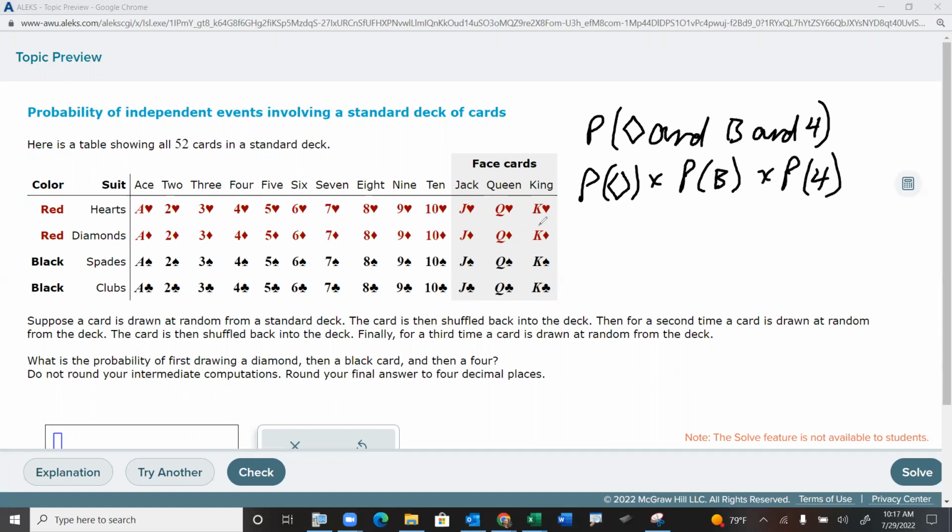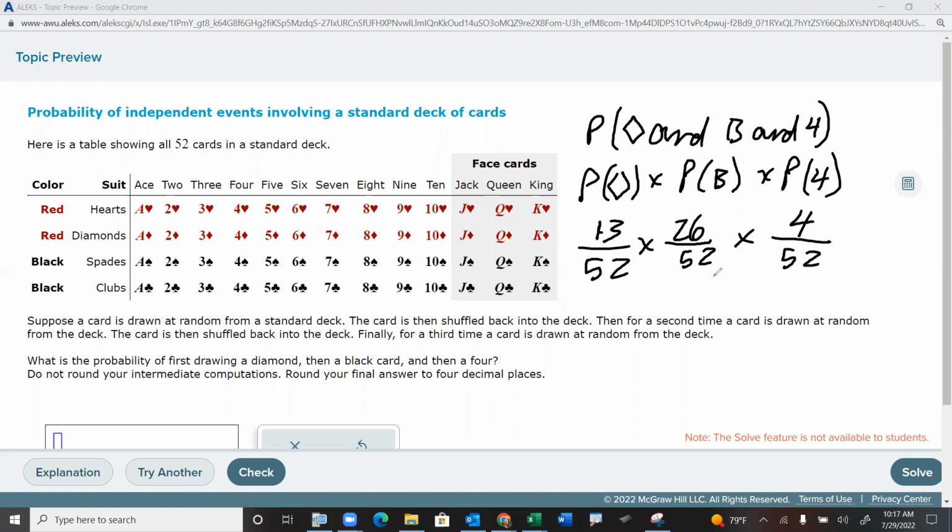And then, of course, the information you don't have in this statement is that you're going to replace the card every time. So there are 13 diamonds out of 52 cards. So you draw out a diamond and then you put it back. So you still have 52 cards to draw from. And there are going to be 26 black cards because, well, half of them are black, half of the 52. And then after you draw that black card, you put it back into the deck. And so you still have 52 to choose from. And how many 4s are there in the deck? Well, there are 4 4s.